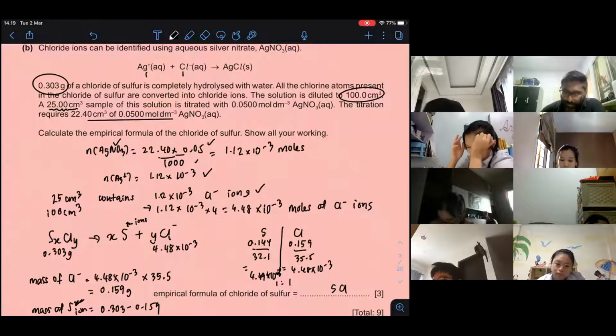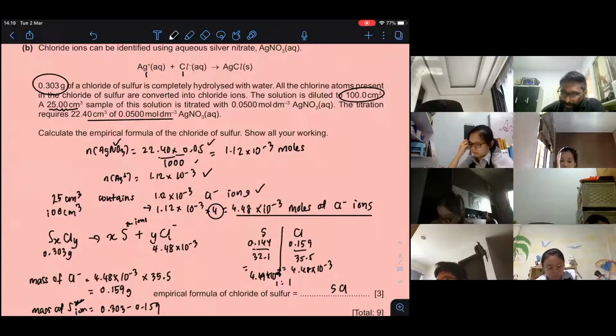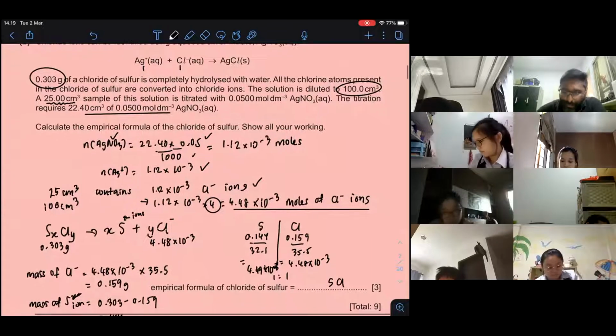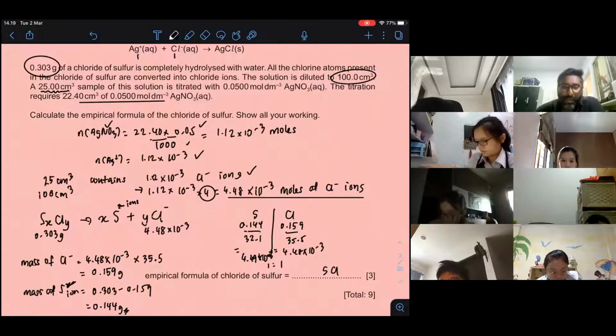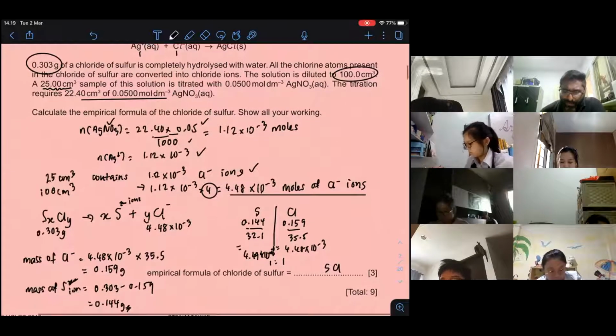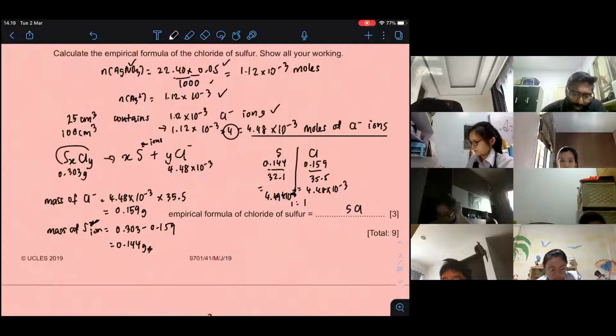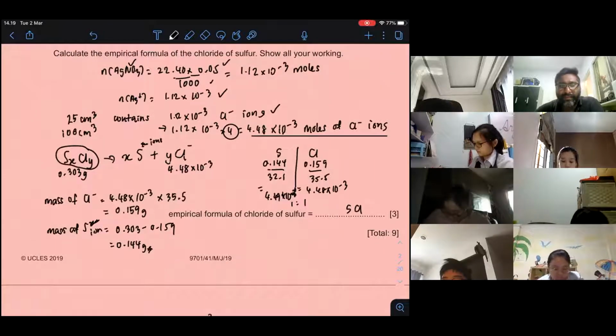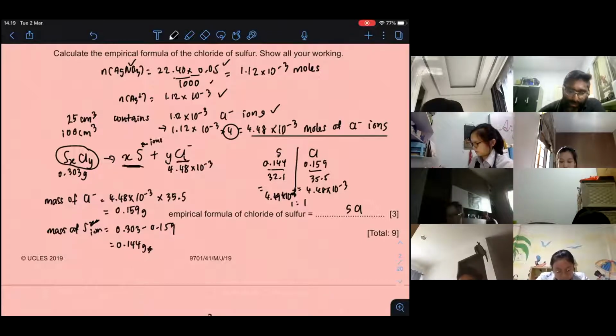So times by 4. So I times this by 4, so that I can find out the number of moles of Cl ions in 100 cm cube. Once I do that, I know that when you have the compound, I just put SxCly. When they dissolve with water, you are going to get S ion and then chloride ion. I put X and Y over there. Why? Because of this X and Y over here.